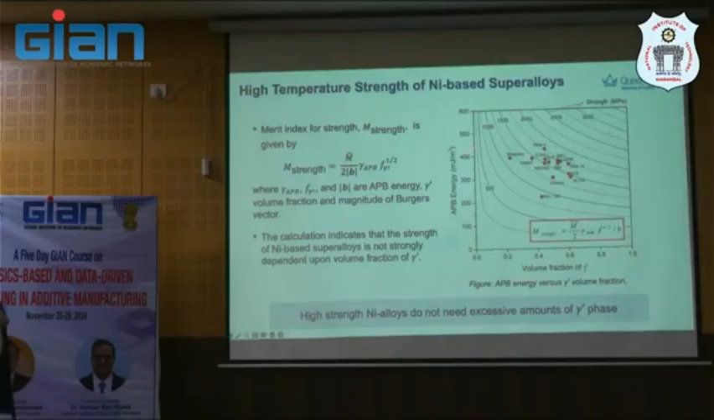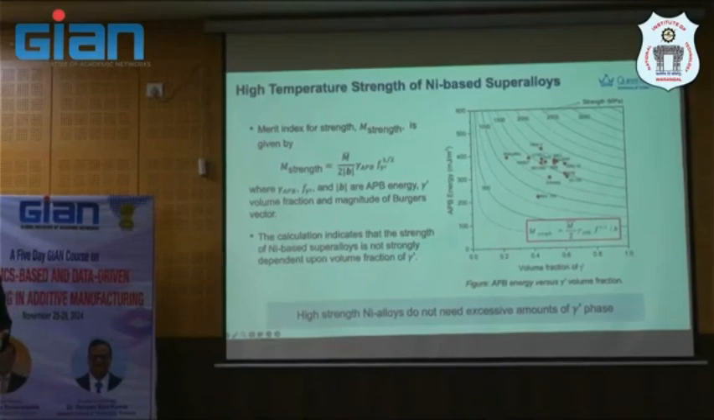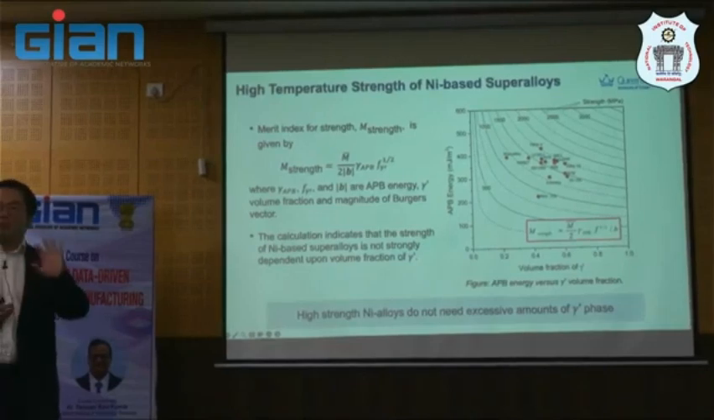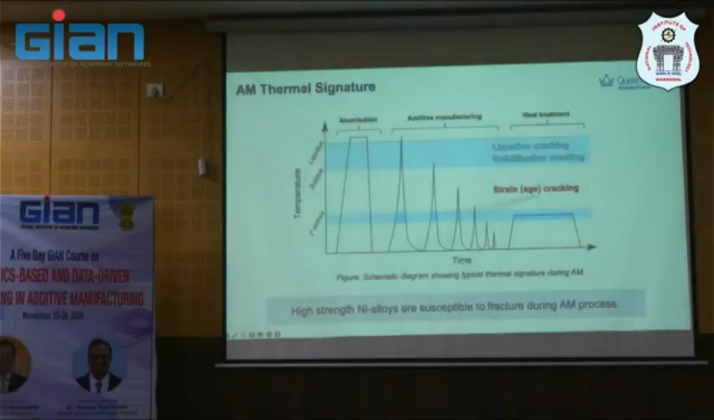And this strength of the material doesn't need an excessive amount of gamma prime, actually. People may think that the more gamma prime, the more strength, and that's correct, but we have to find the optimum condition to get enough, just like in a composite, where you don't need a lot of fiber to get the strength that you want. You may need to find the minimum level of gamma prime that gives the strength that you require. And the next one is to consider the process.